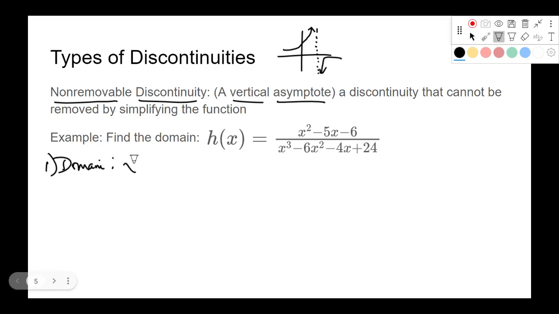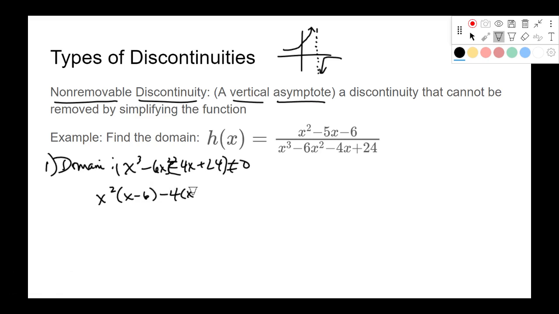To find that domain, the denominator, x cubed minus 6x squared minus 4x plus 24, can't be 0. So I've got to do something with this, so I'm going to factor it. It's got 4 terms, so I'm going to factor it by grouping. My first GCF is x squared, which leaves me with an x minus 6. My next GCF is -4, which leaves me with an x minus 6. Okay, take out the x minus 6, and I get an x squared minus 4 left over.